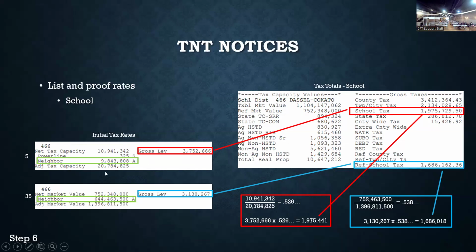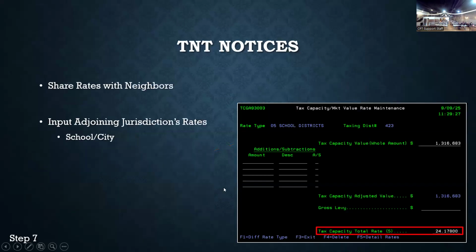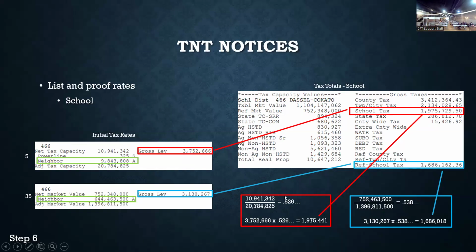And then we divide it by the total tax capacity. We're going to pay 0.526 and so on of this. I take that gross levy times my 0.526 and I get what my county's portion is. That's what should prove to the school tax that's on the school total. Same thing for your type 35, that tax capacity. You're going to take your county's portion divided by the total, multiplied by the levy, and that should prove to the total that's on your sheet.